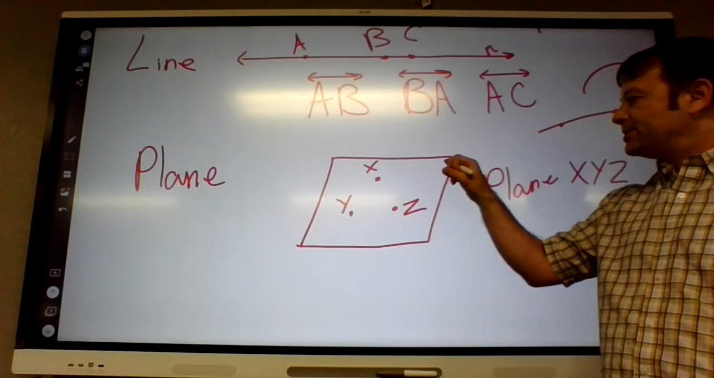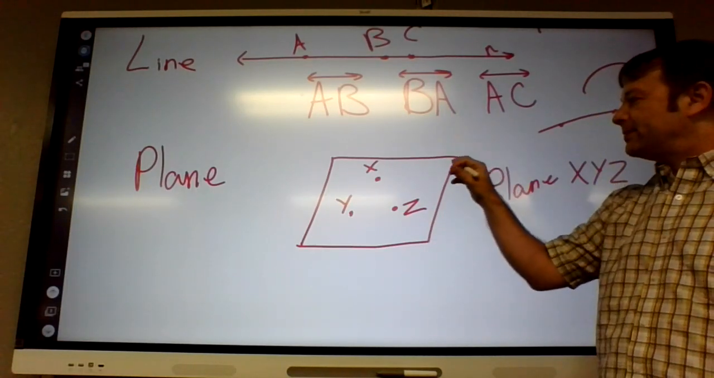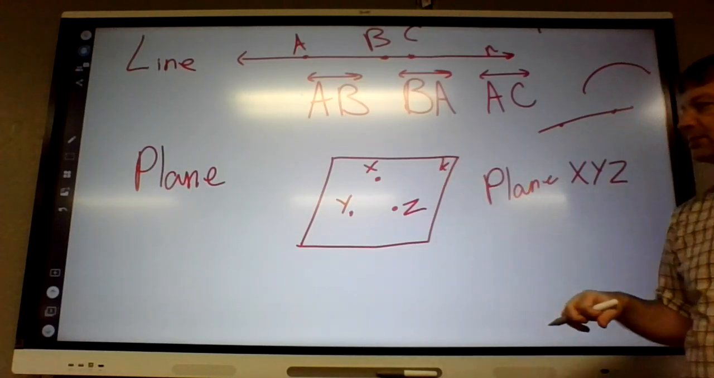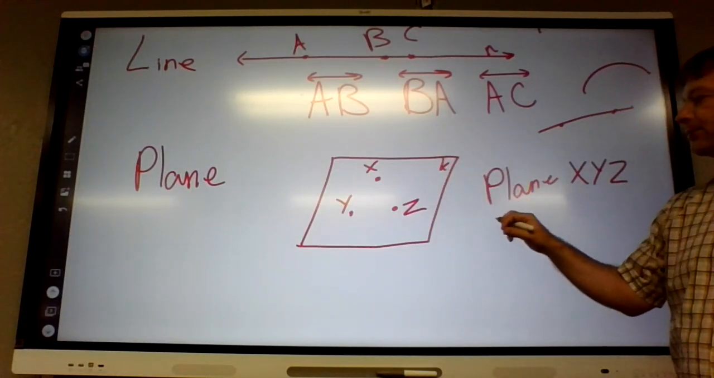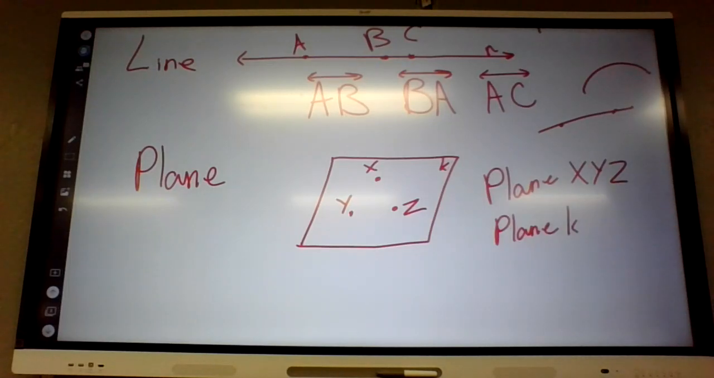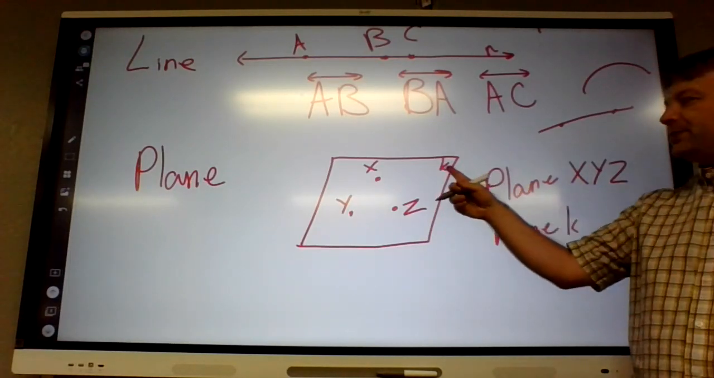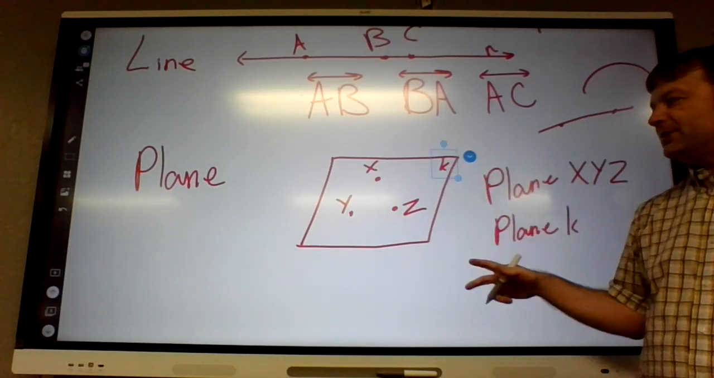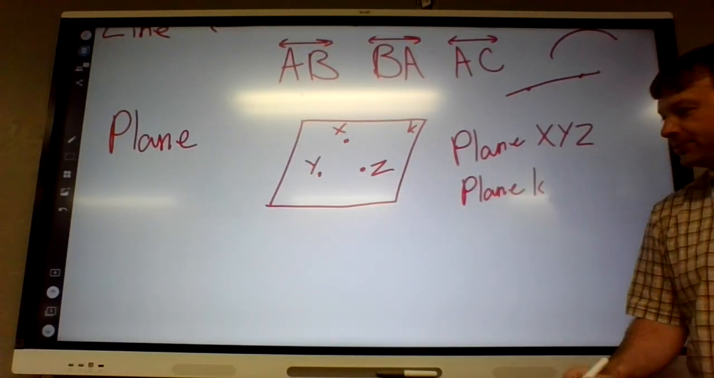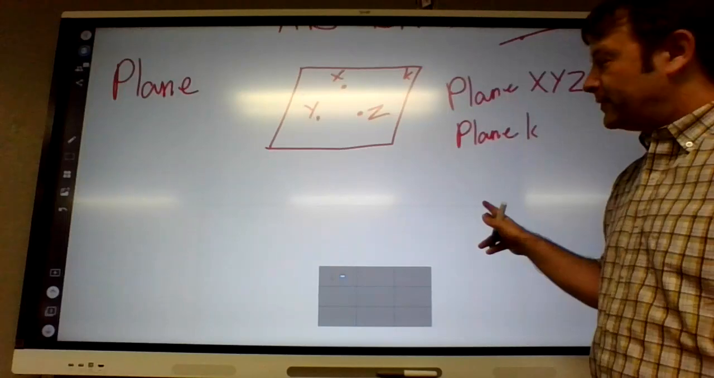Also, sometimes, just like lines, they'll put a little letter in the corner, italicized. So you could just say it's plane K. If they do that, it's lowercase, italicized, sometimes. Okay. Now, special drawings. Let's see if I can.